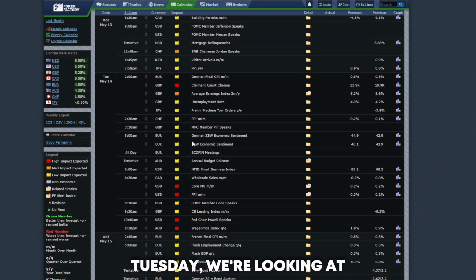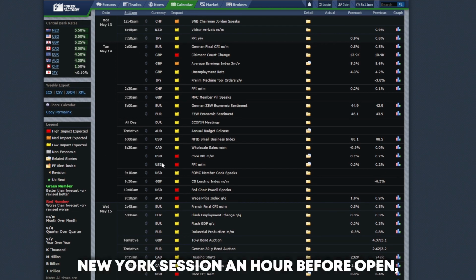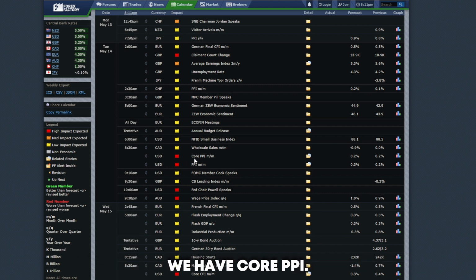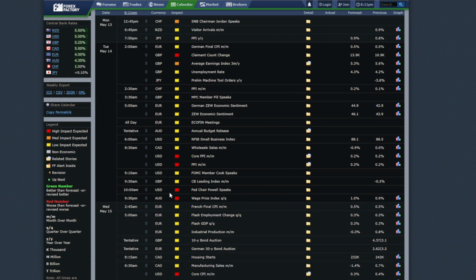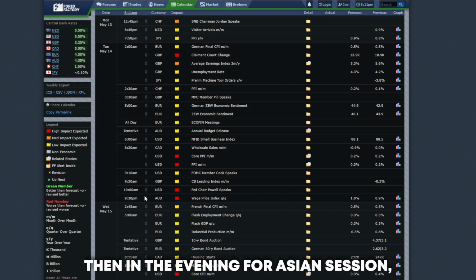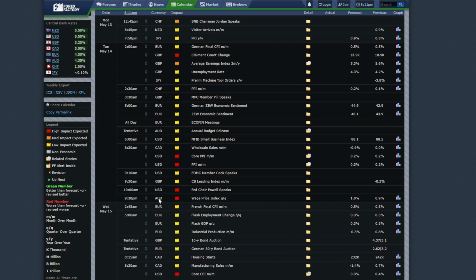Tuesday, we're looking at GBP, British pound. That's red folder news in the London session. In the New York session, an hour before open, we have core PPI. Then we also have another one right after market open, which is Powell. Wow. So be very careful with that one, actually. Then in the evening for Asian session, we have the Aussie dollar.